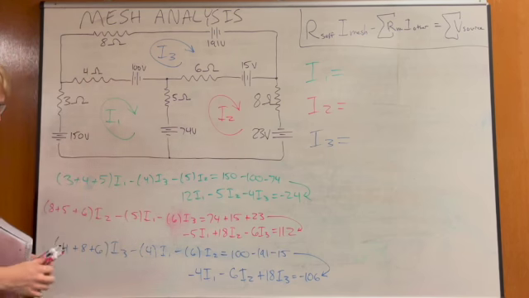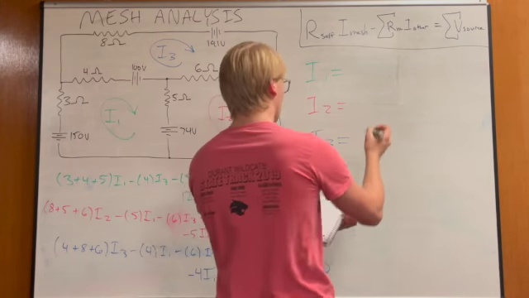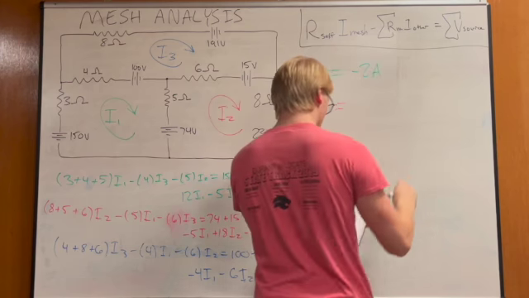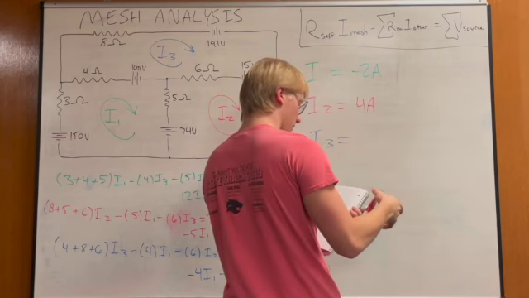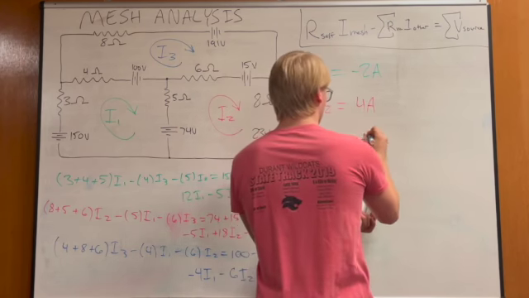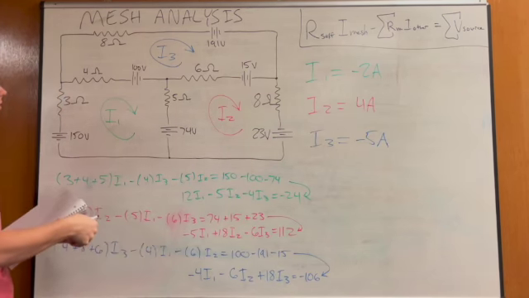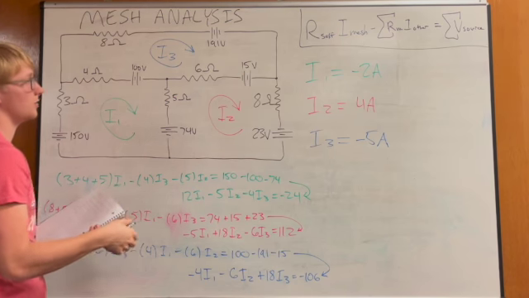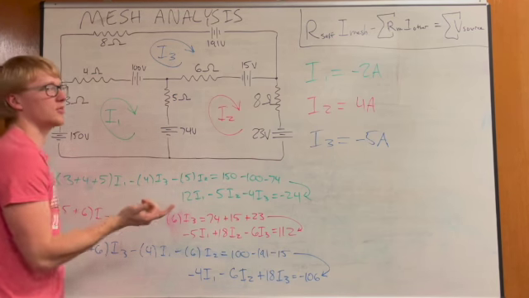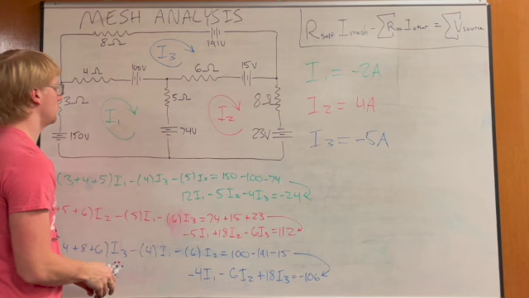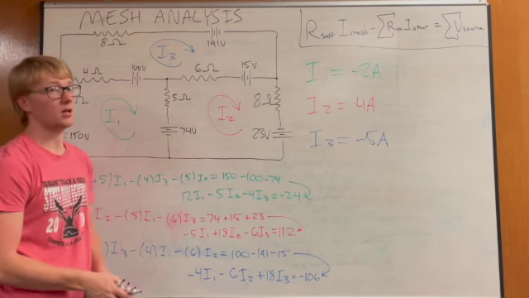And when you plug that into your calculator, you're going to end up with I1 as -2 amps, I2 as 4 amps, and I3 as -5 amps. So yeah, that's mesh analysis.